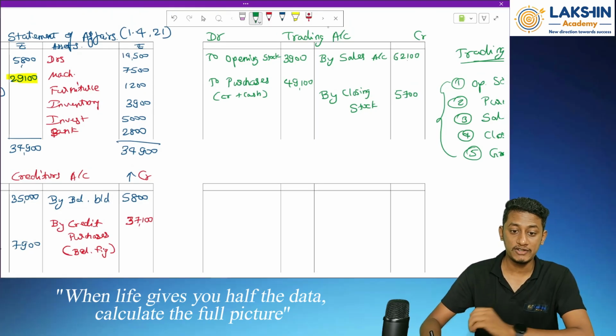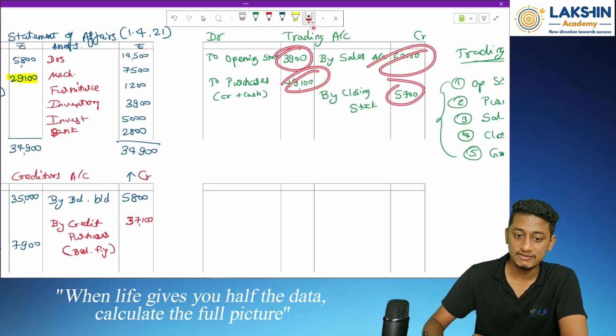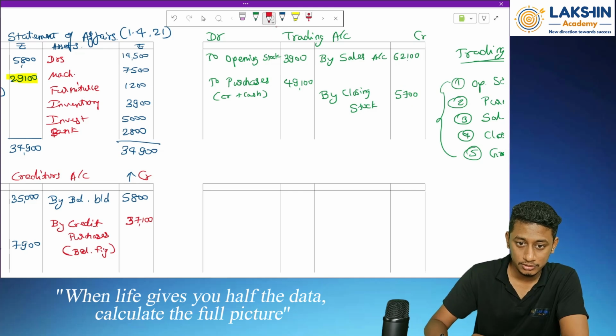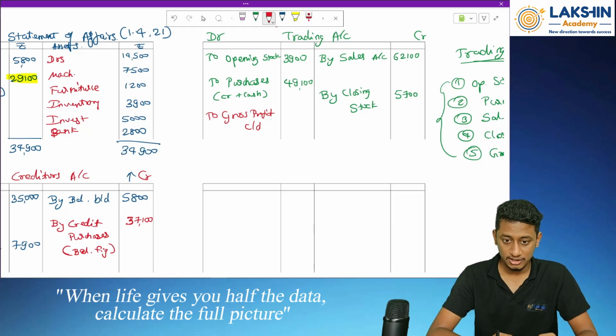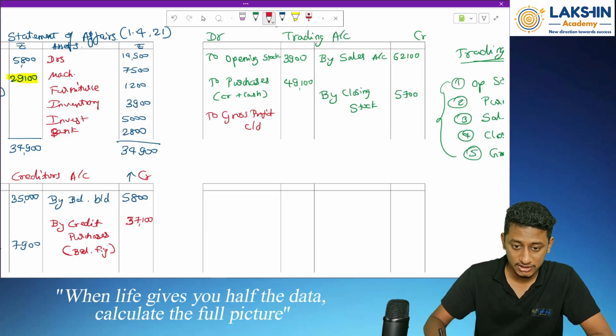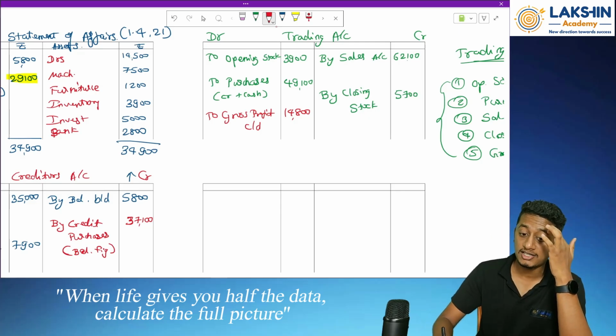Okay, now what do we need to find? We have opening, we have closing, we have purchase, we have sales. We will get our gross profit, carried on to what? To P&L account. So what is the closing value? 3,900 plus 49,100 minus 62,100 minus 5,700, that would be 14,800 is my gross profit. That is in negatives, right? So that's why it's on the debit side.